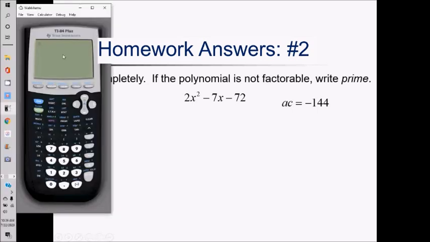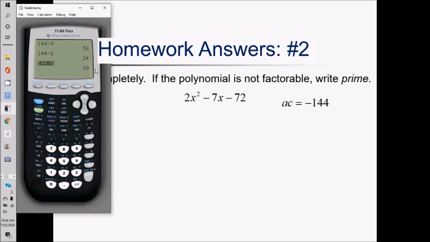All right, so let's try 144 divided by 3. 3 and 48. That's not going to give us 7. 144 divided by 4. 36 and 4 does not give us 7. 5's not going to work. How about 6? 6 and 24, getting closer, but still not what we need. Does 7 work? No, 7 goes into 140, but not 144. How about 8? 8 and 18, well, I could get a 10 out of that, but not a 7.